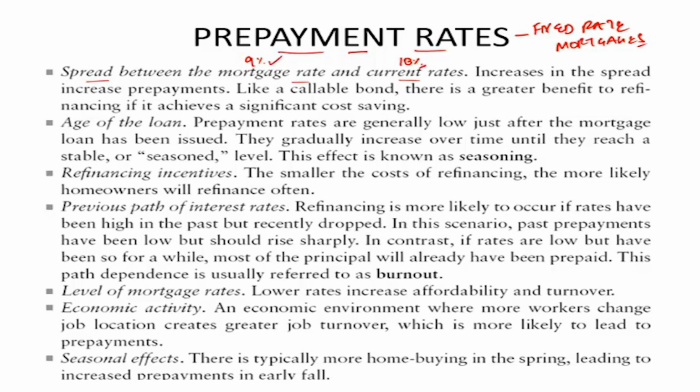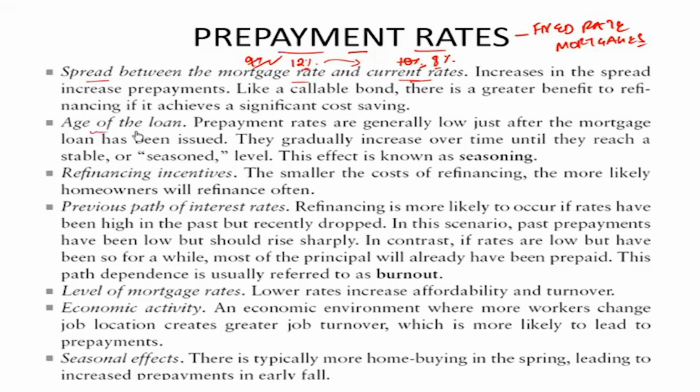Had it been the other way around, if the mortgage rate that I have locked in is, for example, 12% and the current mortgage rates are to the tune of 8%, then prepayments are more likely, as I would want to lower my cost from 12% to 8% by borrowing at 8% and repaying this earlier outstanding mortgage. So the prepayments would increase as interest rates fall, or the spread between the mortgage rate and the current rate increases.